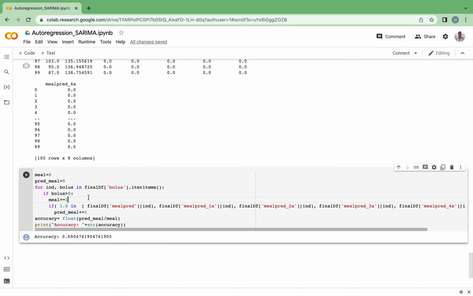At last, I have taken all these data points into consideration and used them to find the accuracy. The accuracy of all the data that I have predicted comes to around 70%. So we can say that we are able to predict meals using the CGM data and bolus data using the SARIMA algorithm with good accuracy.